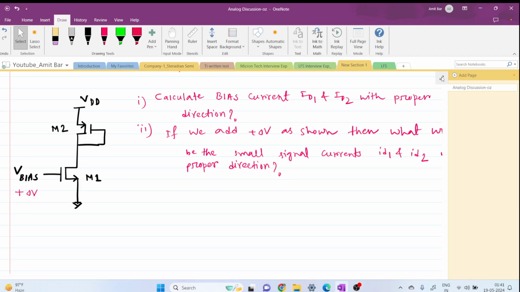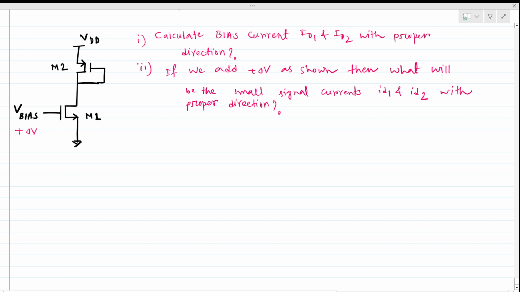So today we will be solving this very interesting interview question. Basically, this is a MOSFET based circuit, and this is a pretty simple circuit, right? We can see that we have two MOSFETs, M2 and M1, connected in this fashion, and we have a V bias there. The overall circuit is properly biased at saturation.